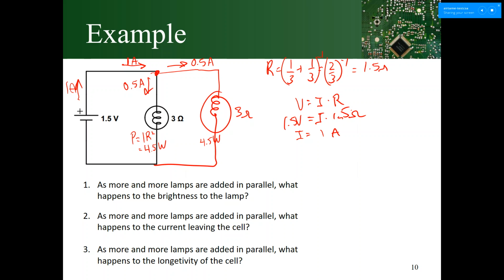Yeah, Johnny. Oh, I squared R, you're right. I squared R. I made a mistake. So therefore it is 0.25 times 3. So that's going to be 3 divided by 4, which is 0.75 watts.